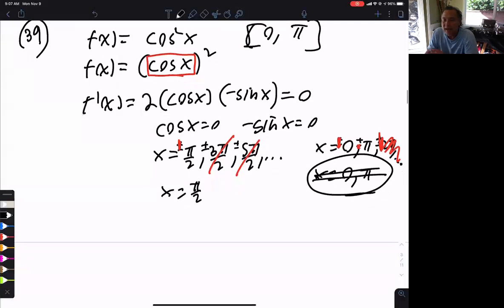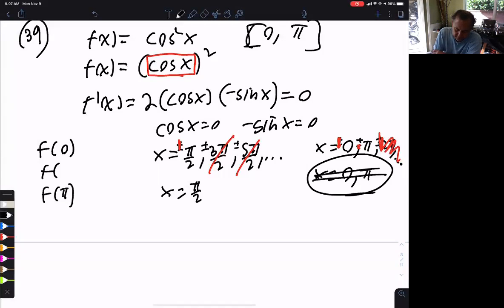So how do you find the max or min? We know max and mins can only occur at critical points or endpoints. So we find the y value at the endpoints and at our critical point. And we figure out those y values. I can plug in 0. Cosine of 0 is 1. 1 squared is 1.